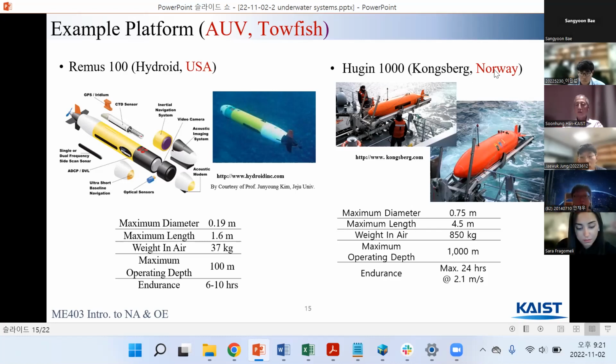Another one from Norway. It is also small. Maximum operating depth is 1 kilometer, but the endurance is 24 hours with the speed of 2 millimeters per second. And weight is a little bit big, so that 850 kilogram. So it's a little bit bigger than the previous.